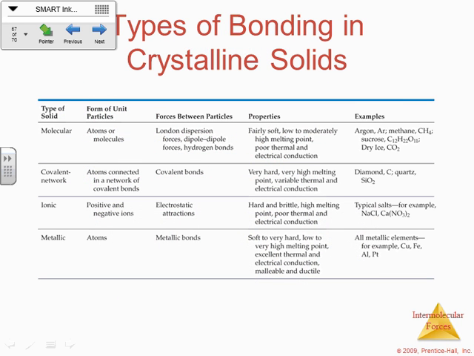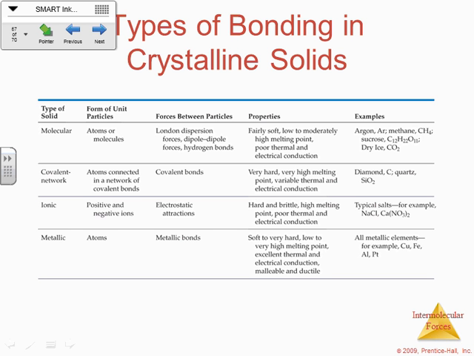Now this is useful, okay? This is where we start talking about the 4 basic types of crystalline solids that you need to know. One is molecular. That's either atoms or molecules, and these are just connected with London dispersion forces for the most part. You can also have dipole-dipole forces. There are hydrogen bonds. So that's your typical molecular compound: carbon dioxide, hydrochloric acid, those sorts of things.